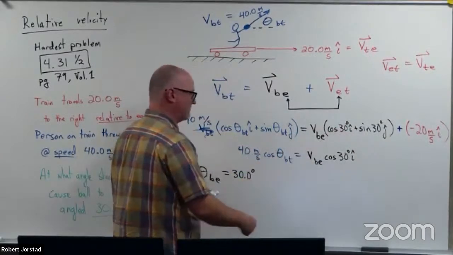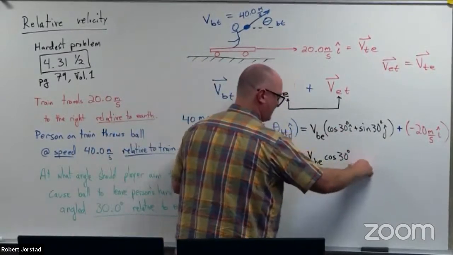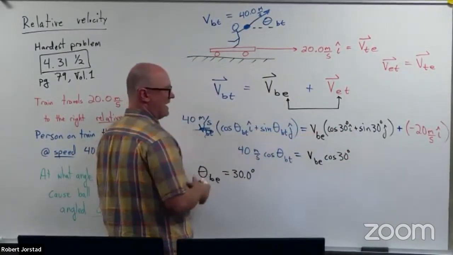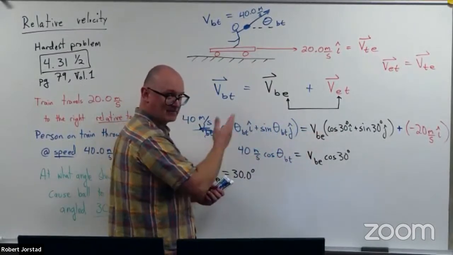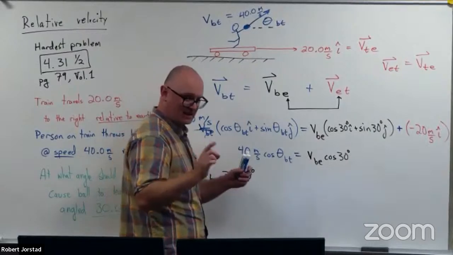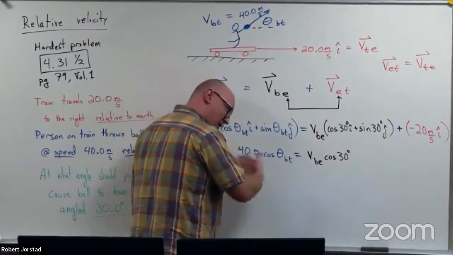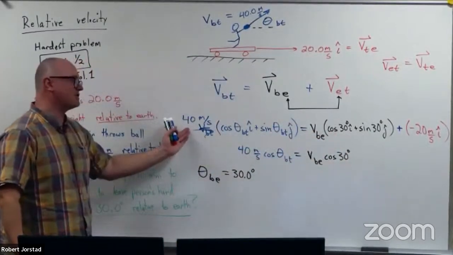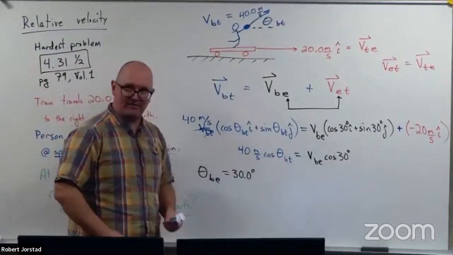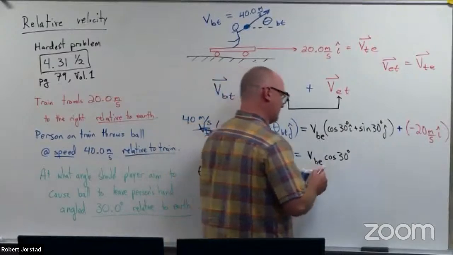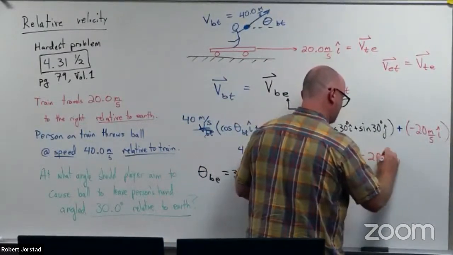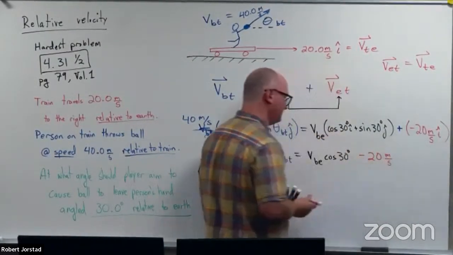We're only keeping the I hat terms. Each term will have an I hat. Therefore, I don't need to write the I hat because it cancels out. I'm going to say that again. We're keeping only the I hat terms from this equation. Because every term will have an I hat, I can cancel it out. Independence of XY motion. Finally, we get a minus 20 meters per second.